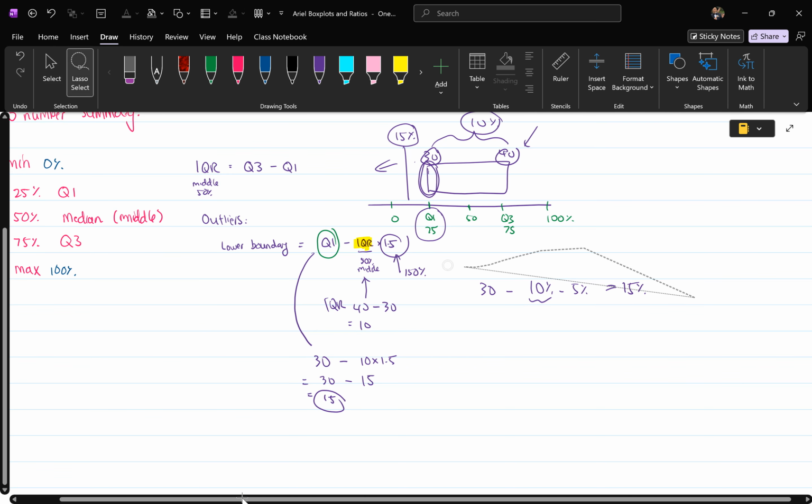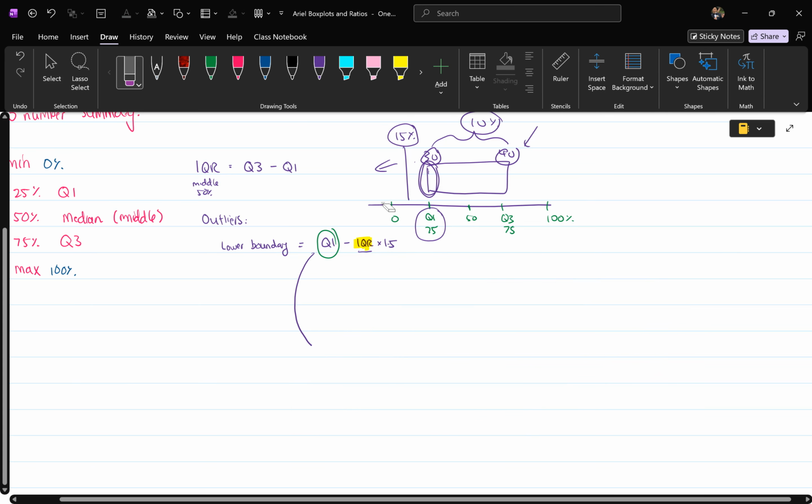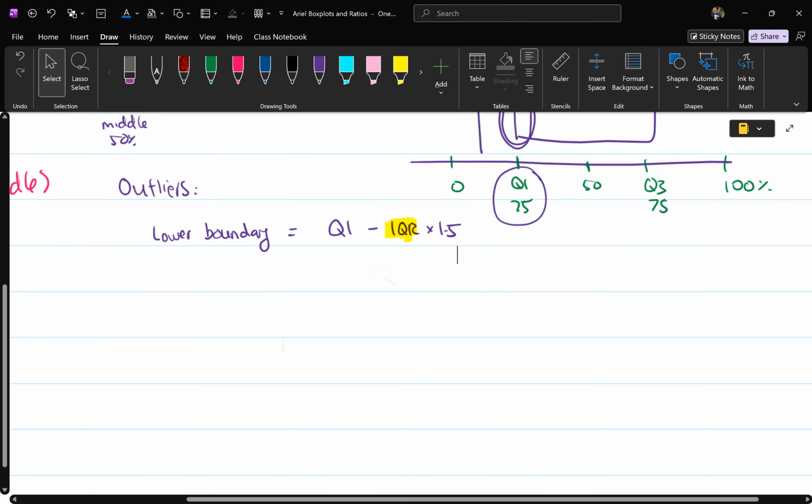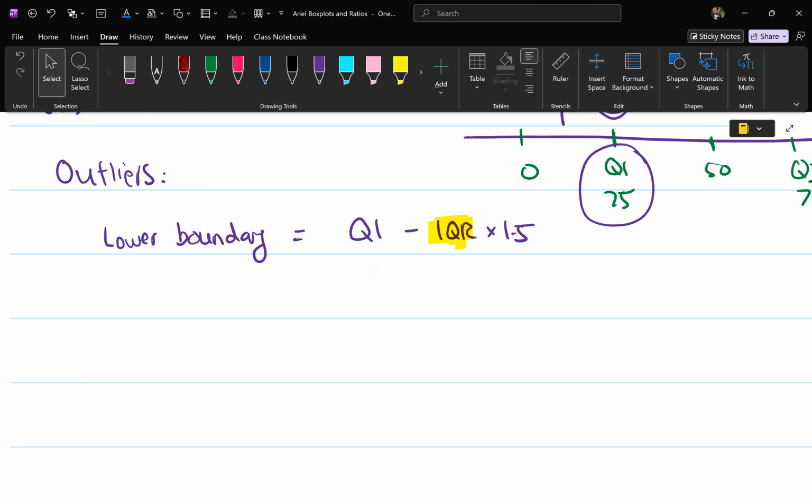Again, if you didn't understand what I was just trying to say there, maybe you just need to memorize this formula or write it down. Anyone who scores lower than that boundary, so Q1 take away IQR times 1.5, is considered an outlier. And then same thing for the upper boundary: anyone who now scores above what we expect.